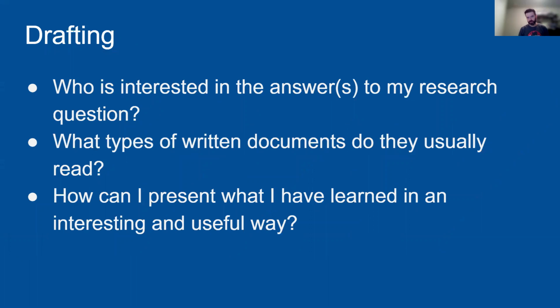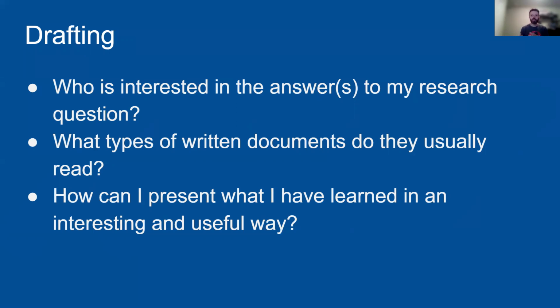So here are some important questions you need to answer before you can begin drafting. Who is interested in the answer to your research question? Is it young people? Is it older people? Is it people who have particular interests? Who are these people? Because you need to know who they are so you know what kinds of written documents that they usually read. Are they people who read newspapers? Are they people who primarily read on the internet or social media? Are they people who usually just read things that they see, maybe posters in public transportation and subway stations, or maybe they see things in magazines?